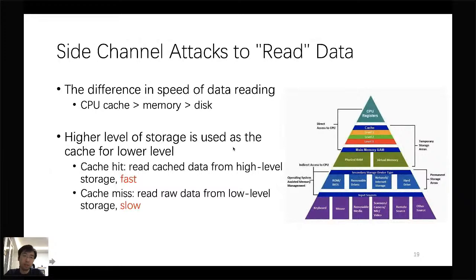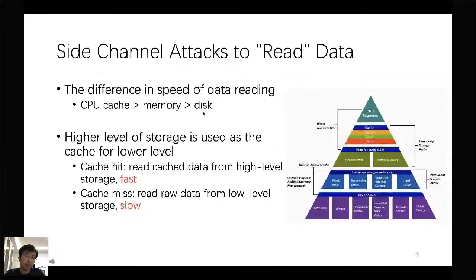And also, the higher level of storage is often used as the cache for the lower level in a computer. For example, when you try to read data from the disk, your computer will first check the memory, whether your disk data has been loaded in the memory. If it has been read before, then it's directly returned, and it should be very fast. In this case, we say there is a cache hit because the memory is used as the cache for the disk.